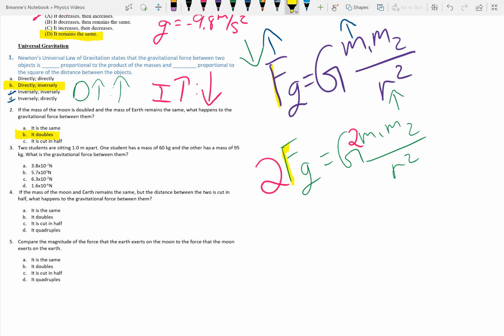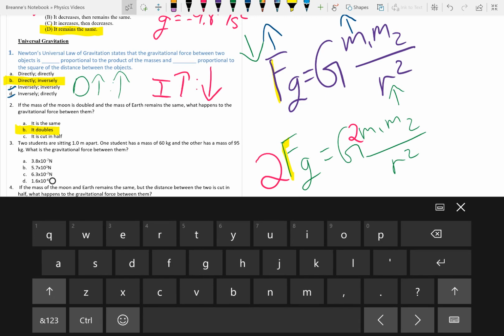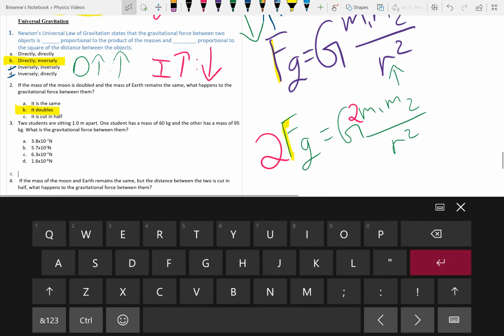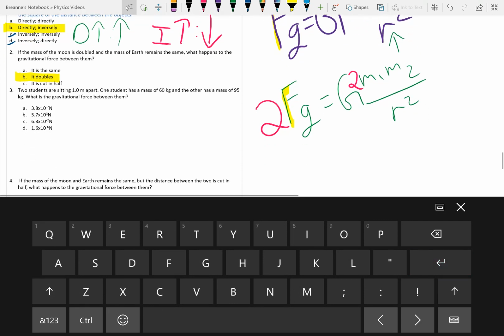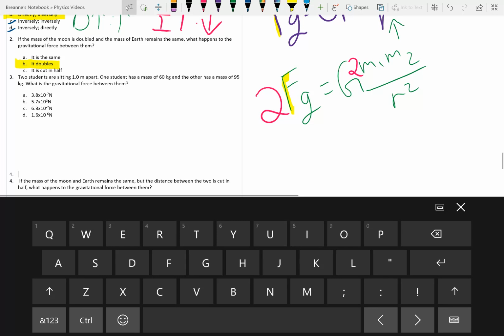So 2 students are sitting 1 meter apart. One student has a mass of 60 kilograms. The other has a mass of 95 kilograms. What is the gravitational force between them? Oh, one more. Let's give me some work room here.